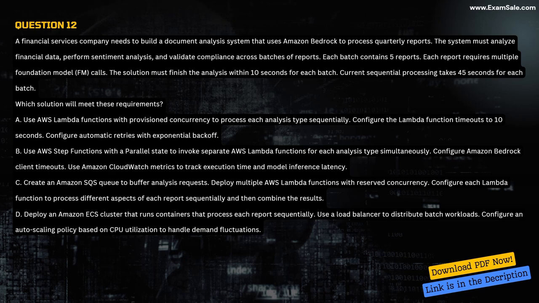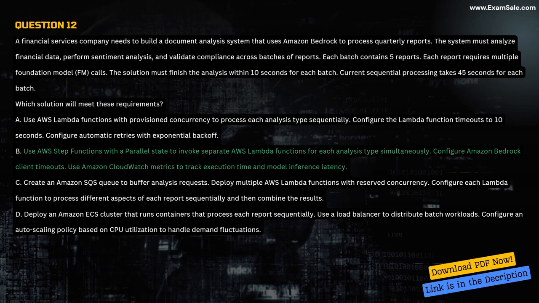C. Create an Amazon SQS queue to buffer analysis requests. Deploy multiple AWS Lambda functions with reserved concurrency. Configure each Lambda function to process different aspects of each report sequentially, and then combine the results. D. Deploy an Amazon ECS cluster that runs containers that process each report sequentially. Use a load balancer to distribute batch workloads. Configure an auto-scaling policy based on CPU utilization to handle demand fluctuations.